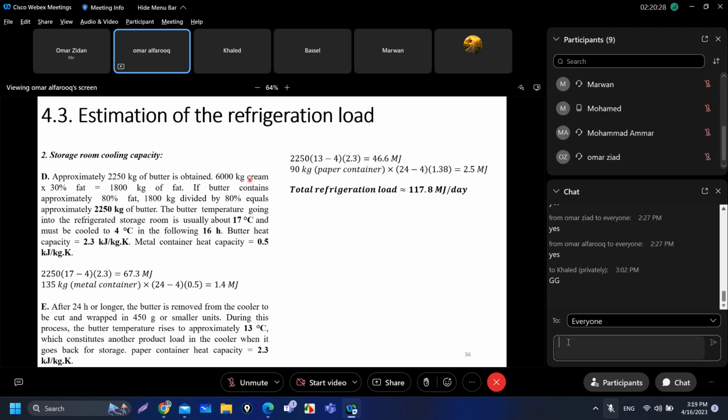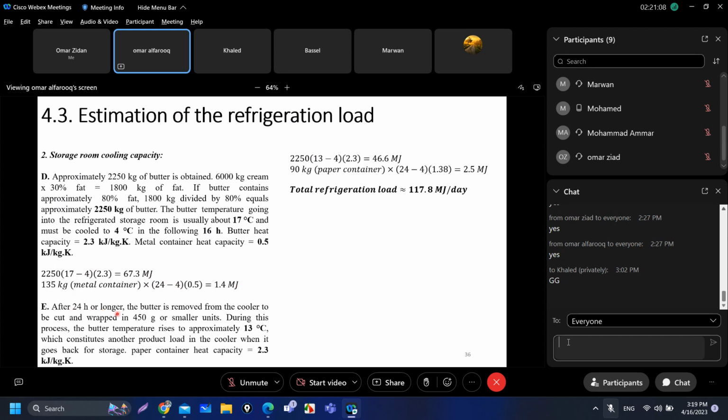This butter going into a refrigerated room is usually at about 17 degrees Celsius and must be cooled to 4 degrees. So 17 minus 4, times the mass of the butter, times the heat capacity of the butter, gives this amount of refrigeration. We also reduce the temperature of the metal container, since the total system is butter inside the metal container. Let's say the container starts at room temperature. We also cool it to 4 degrees, just like the butter. We have this amount of refrigeration.